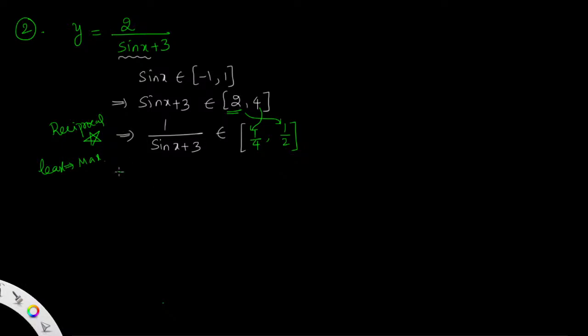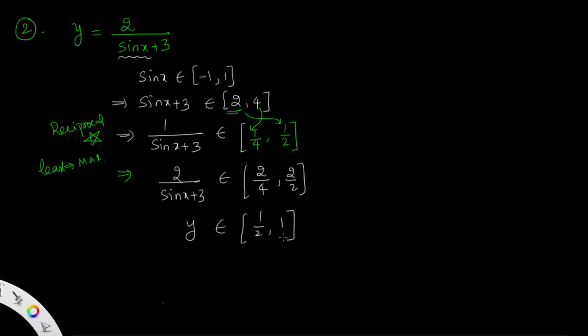Then we need the value of 2 by sin x plus 3, so we multiply by 2. That gives 2 by 4 comma 2 by 2. So y belongs to 1 by 2 comma 1. Therefore the range of the function is 1 by 2 comma 1.